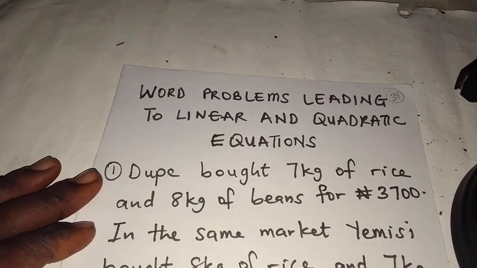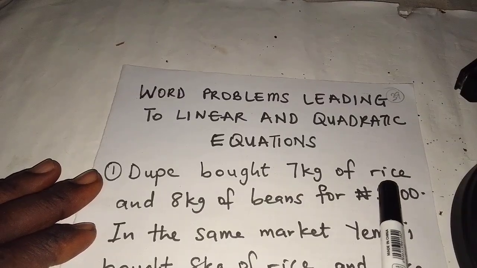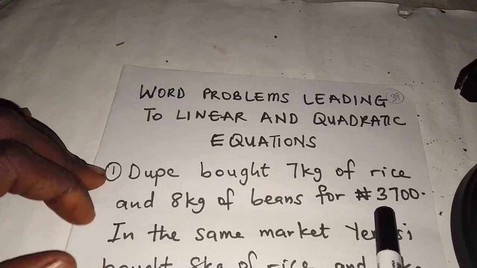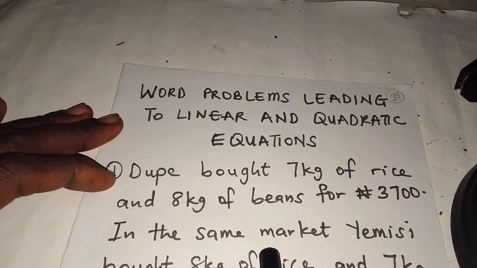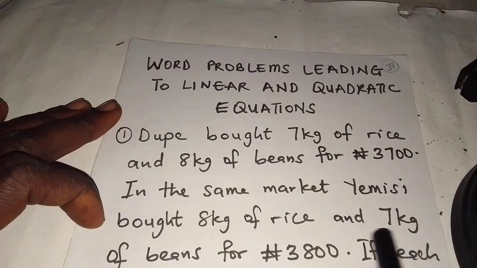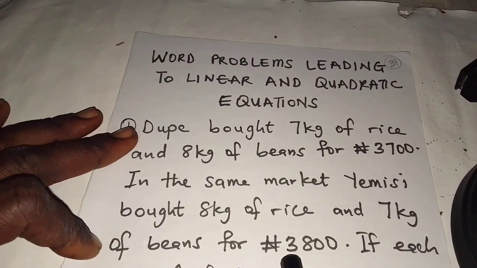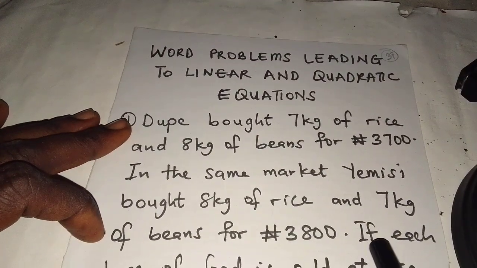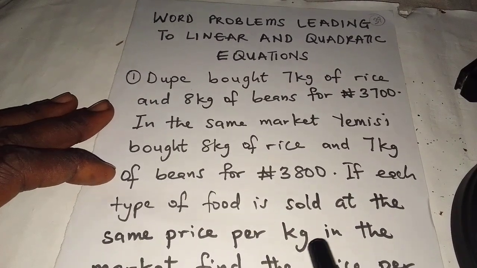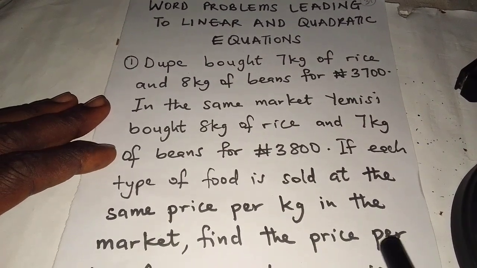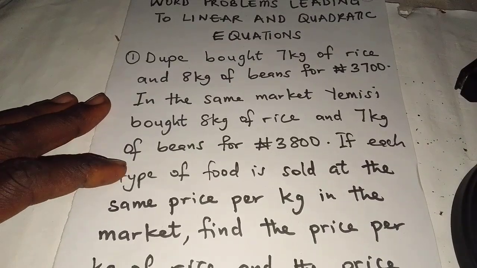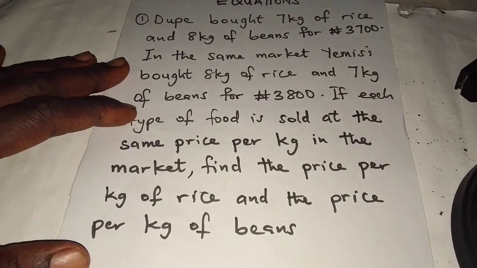Dupe bought 7 kilograms of rice and 8 kilograms of beans for 3,700 naira. In the same market, Yemisi bought 8 kilograms of rice and 7 kilograms of beans for 3,800. If each type of food is sold at the same price per kilogram in the market, find the price per kilogram of rice and the price per kilogram of beans.